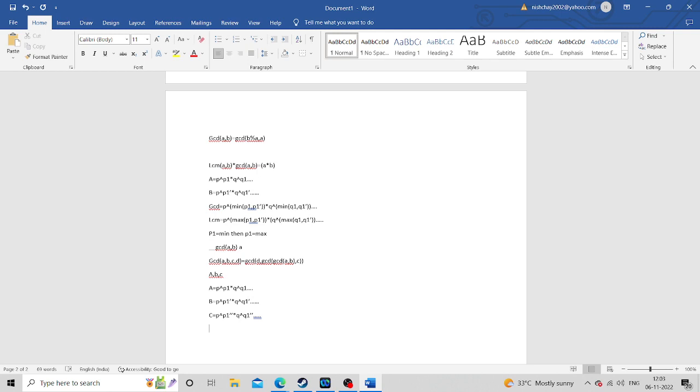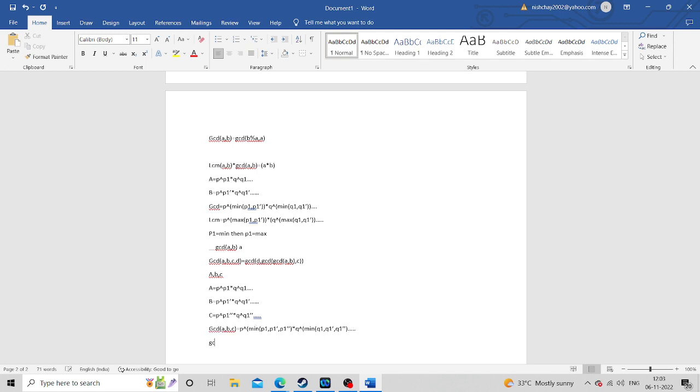Right. Then if I ask you what is the GCD of A, B, C, you would simply say that would be exactly equal to P to the power minimum of all of them: P1, P1 dash, P1 double dash. And in the same way, Q to the power minimum of Q1, Q1 dash, Q1 double dash, right or wrong? Okay, so this is GCD and we keep on repeating the process.